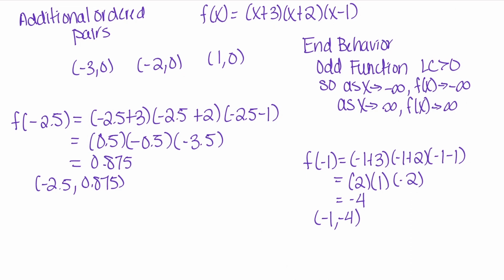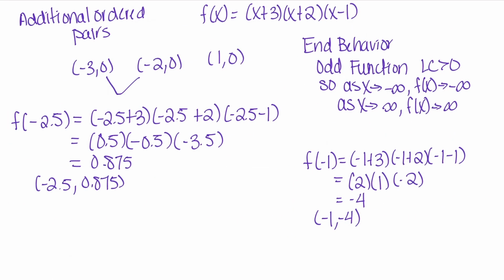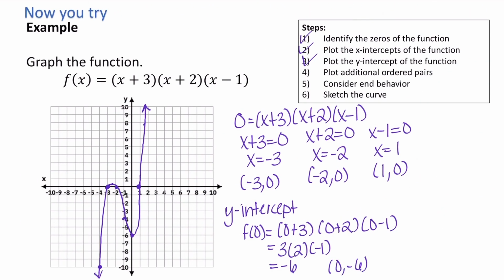Now we need to find some additional ordered pairs. So we have these 3 x-intercepts. So I first found a point that's between -3 and -2. I plugged in f of -2.5. So that gave me (-2.5, 0.875). So I plotted that point next on my graph. And then we found a point that's between -2 and 1. So I did f of -1, which gave me the point (-1, -4). I also plotted that point on my graph, so you can see (-1, -4).